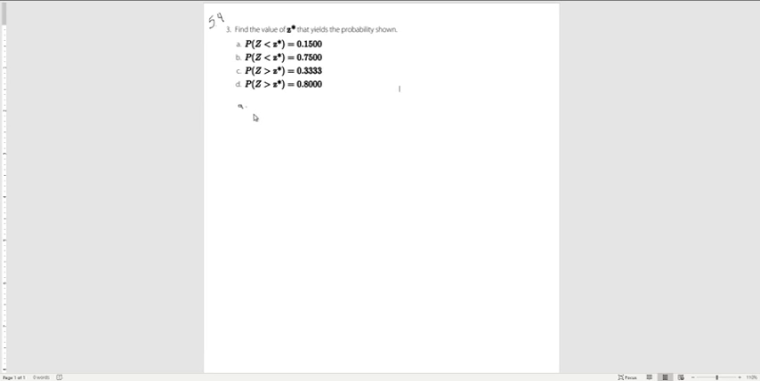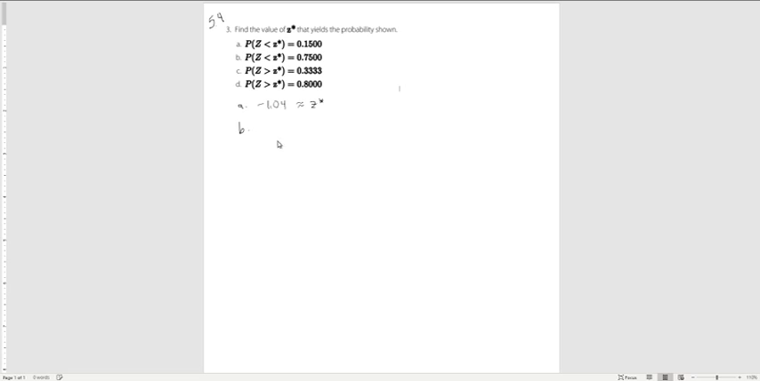So for this first one, 0.1500 for A, we look into the table, and the closest value is, let's see, we don't have 0.15 exactly. There's a 0.1492, that's pretty close. That's in row minus 1.0 and in the column 04, so minus 1.04 is approximately equal to our z star there.